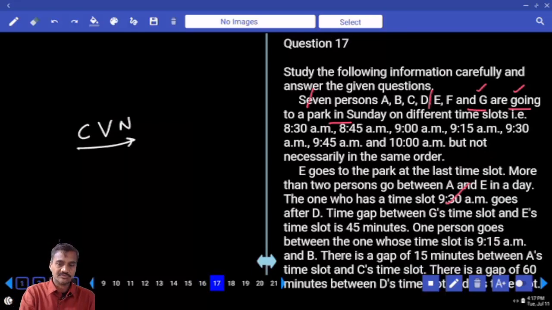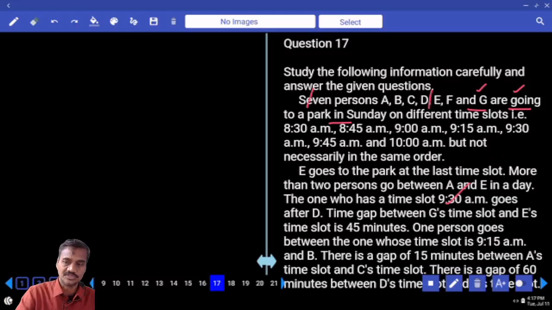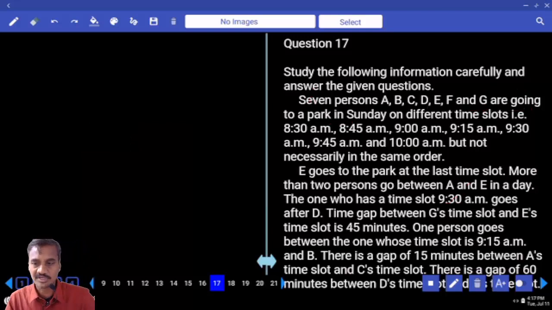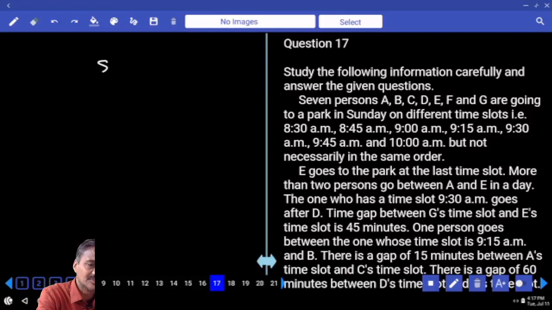Then 17th one. Now in this 17, 7 persons A through Z are going to a park on Sunday in different time slots. And time slots were given. My angel చెప్పండి ఇప్పుడు first or the second priority? Definitely under the first priority. Isn't it? And again the timings were also clearly given. Hence first we need to write down the timings here.